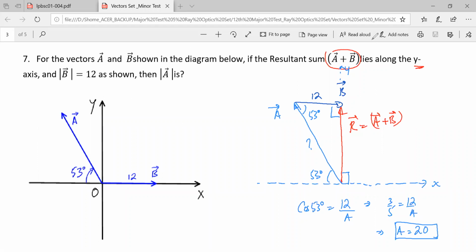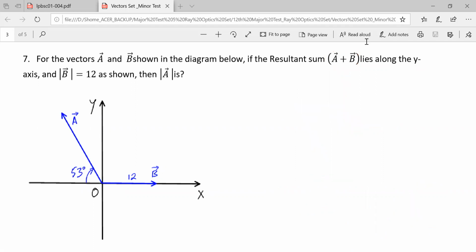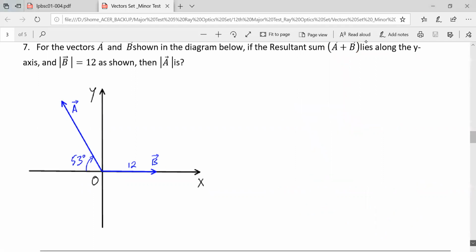Okay, so hope this is clear, people. Okay, moving on to the next, 8th question now.